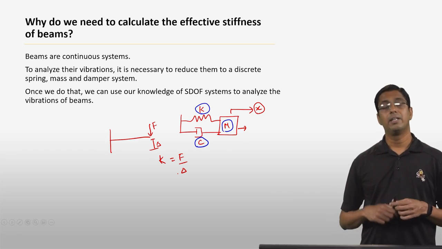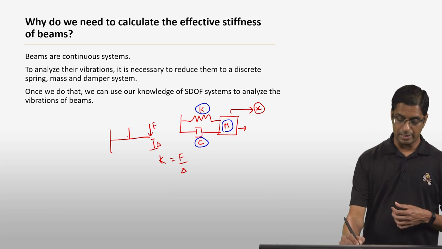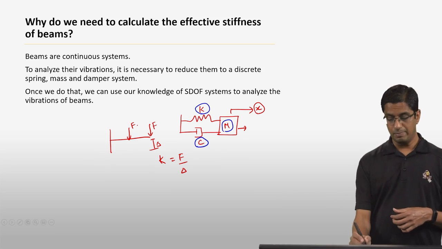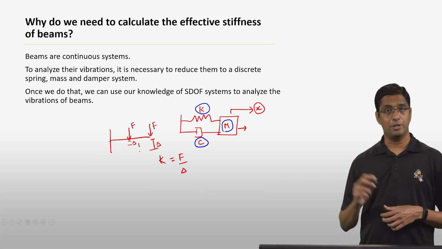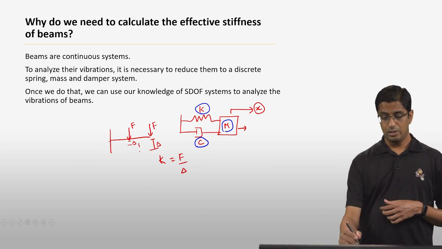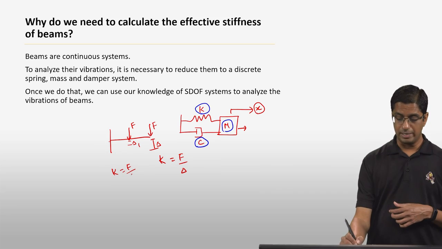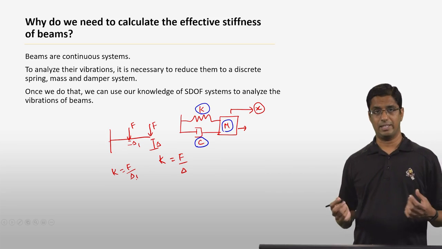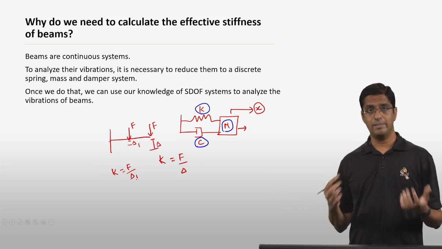Now, if I take the same force, but I apply it somewhere else, the displacement at that point is going to be some delta 1. It is not going to be delta. Can I then say that my K of this beam is F over delta 1? Which is correct? Is it F over delta or is it F over delta 1? So there is a conundrum here.